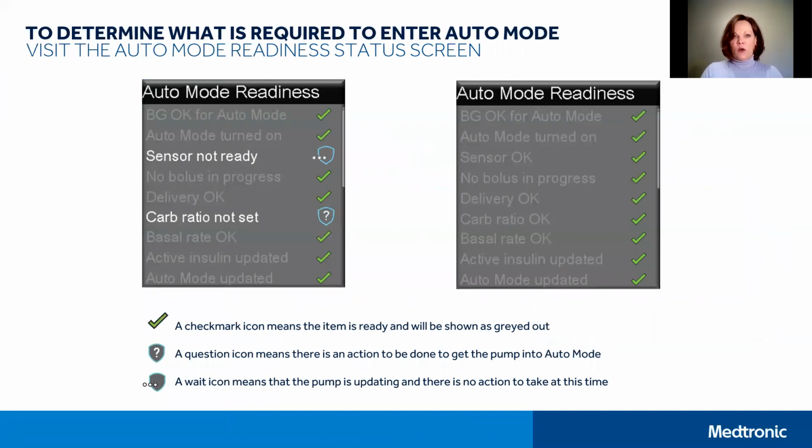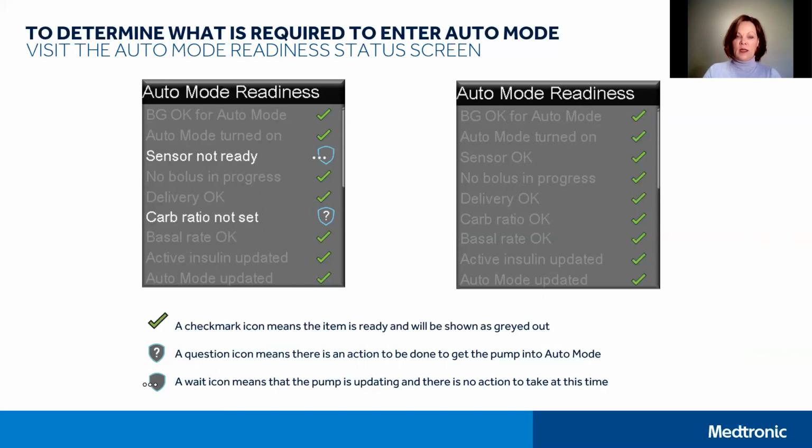To determine what is required to enter or re-enter auto mode, you can access the auto mode readiness screen anytime, and it can be found in the status menu. This screen shown here is going to give you guidance on items that need to be in place to enter auto mode.